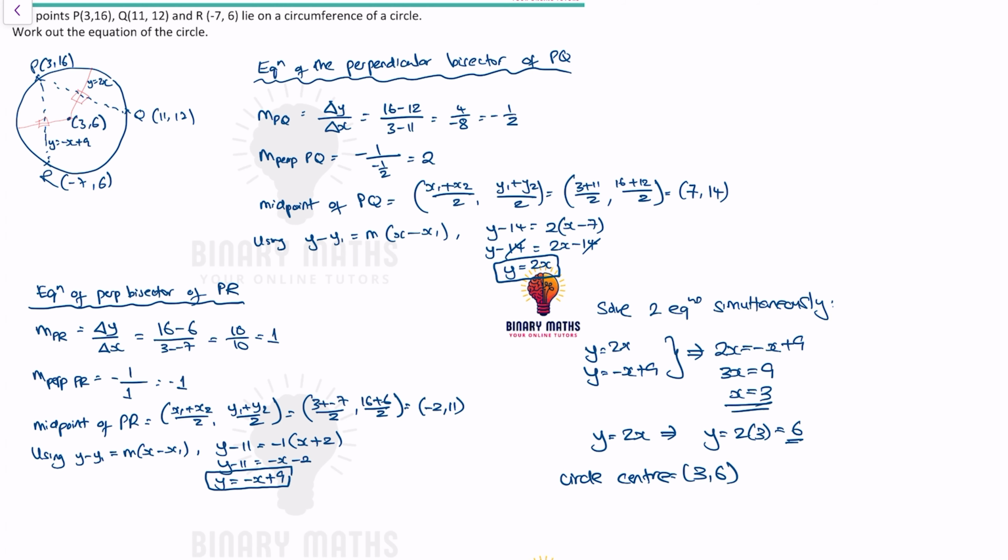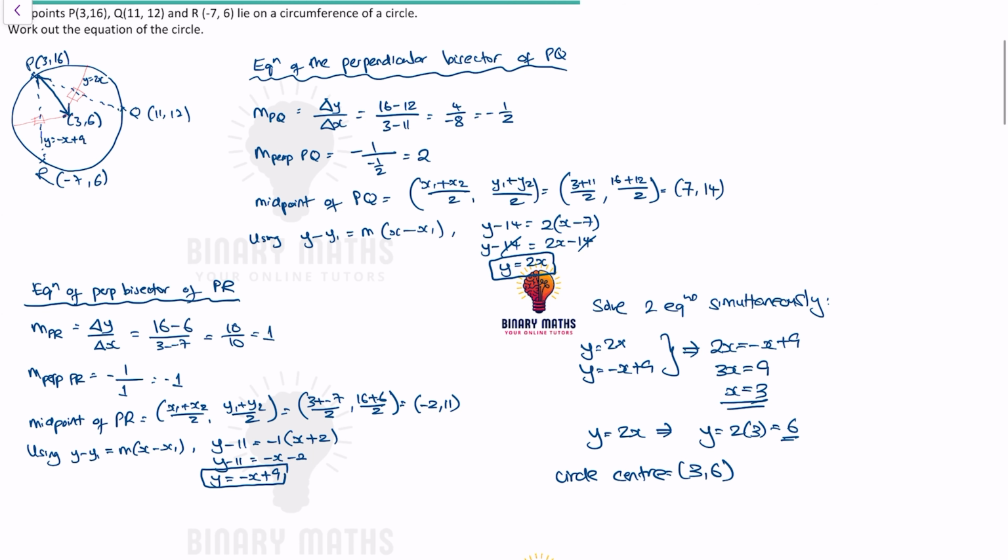Now I need to find the radius. So if I want to find the radius, I'm going to work out the distance between the circle center, let's call that C, and P, which is equal to the square root of x2 minus x1 squared plus y2 minus y1 squared. So if I do that, I get 3 minus 3 squared plus 6 minus 16 squared, which gives me root of 100, which is equal to 10.